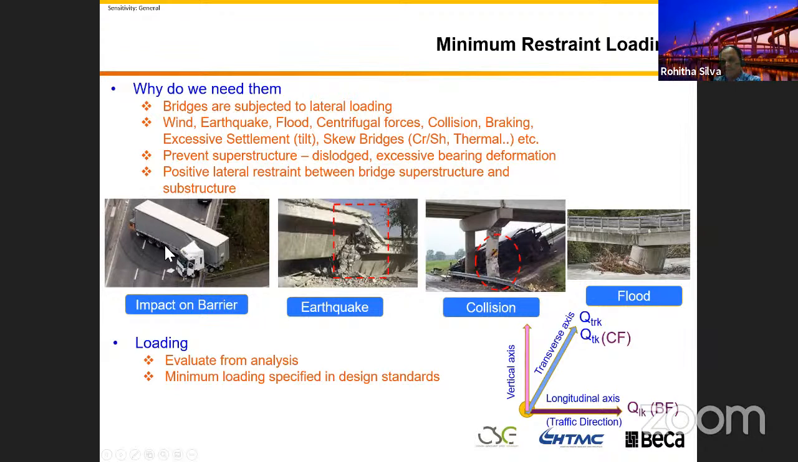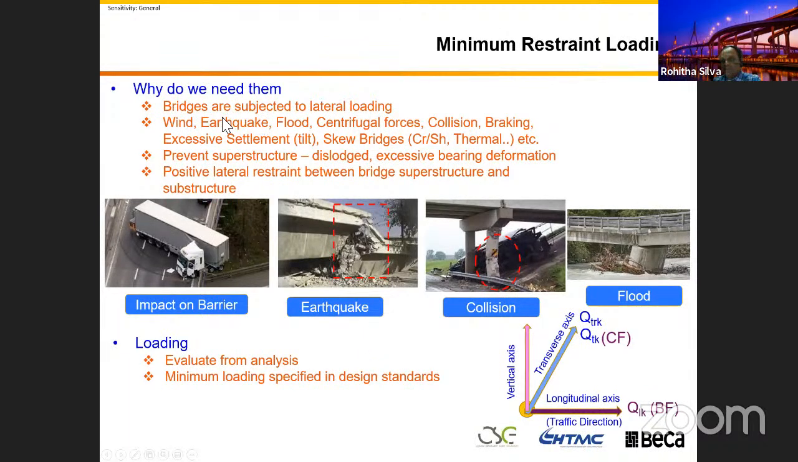You can see in this first picture, you can have a situation where people can brake not in the longitudinal direction, but at some angle. And the other thing, when you are driving on a curve, there is a massive centrifugal force that pushes the bridge in the transverse direction. So for all these reasons, we need to restrain the bridge.